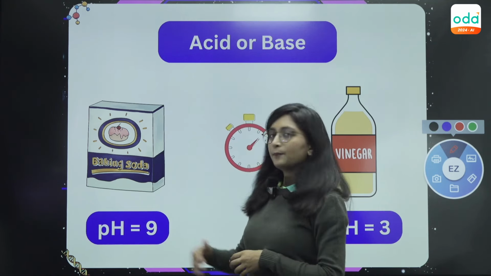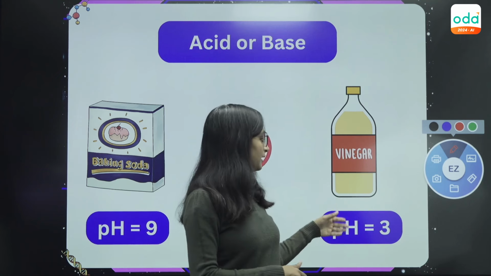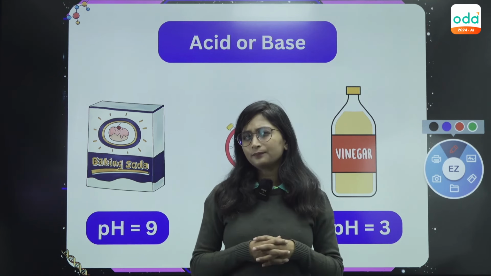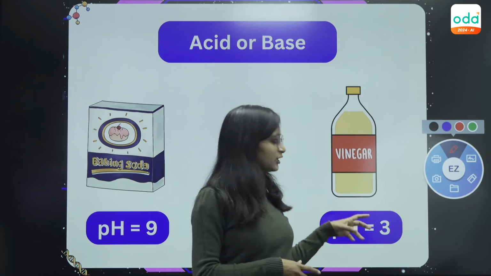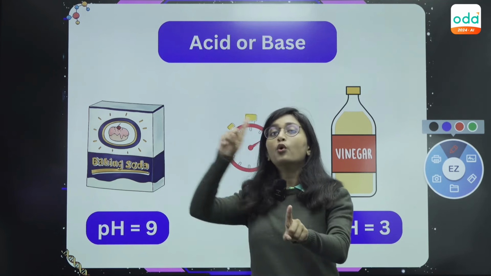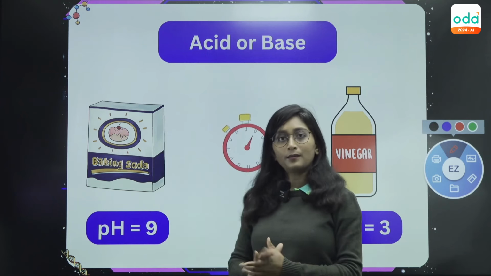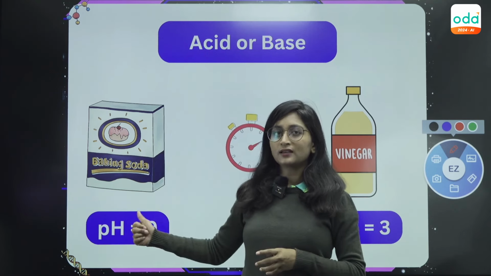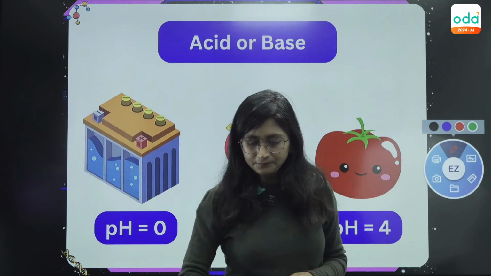You can see that pH is equal to 9 for the baking soda and pH is equal to 3 for the vinegar. So, of course, which one is an acid? The one which is having the pH value of 3. And the one which is having the pH value more than 7, that is probably 9. And here we get to know that the one which is having more than 7 would be basic.